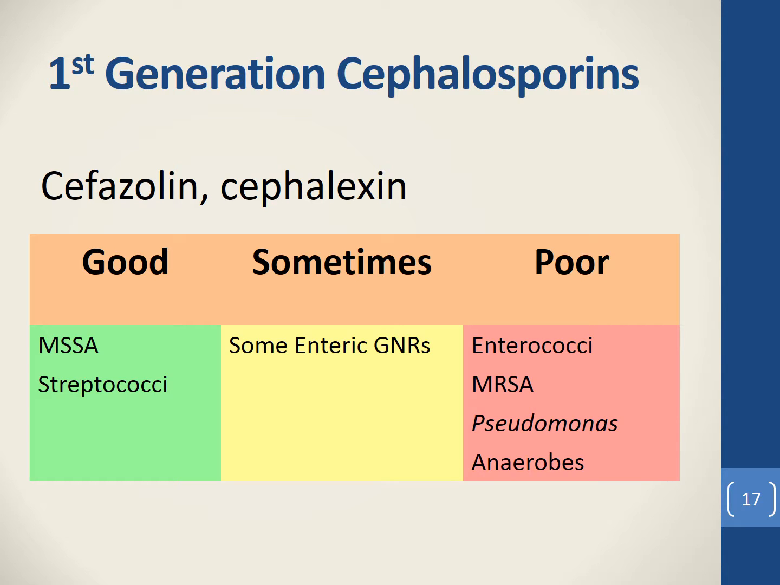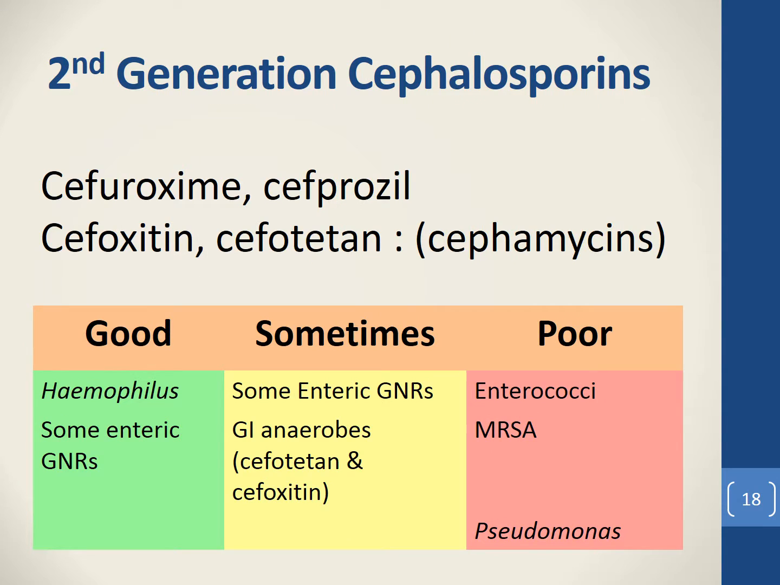In terms of the second generation cephalosporins, you remember we're moving slightly to the right here, so we're losing a little bit of gram-positive coverage in favor of gram-negative coverage. And when we look at these, and again, this isn't all-inclusive, but cefuroxime and cefprozil are two oral options. And then cefoxitin and cefotetan are IV cephalosporins in the second generation that are also referred to as the cefamycins.